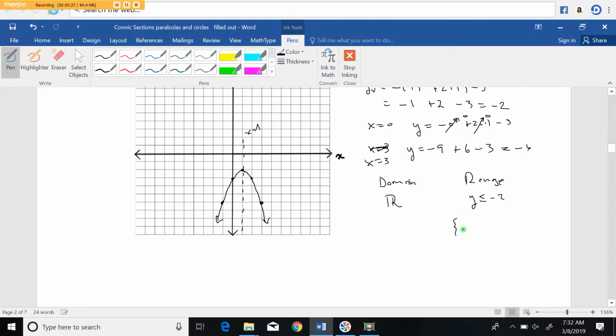Or, I usually just give my values like this in set notation. Here's what it would look like: the set of all y such that y is less than or equal to -2. I consider either of these acceptable. So, I'm going to go ahead and call that one done. Let's see what we got below.